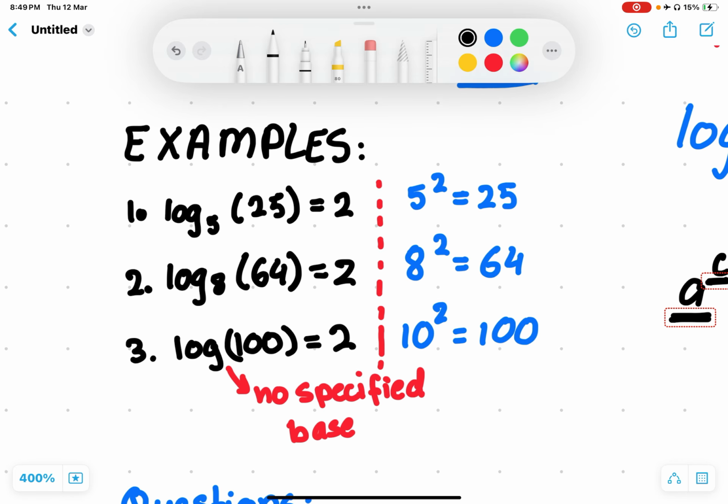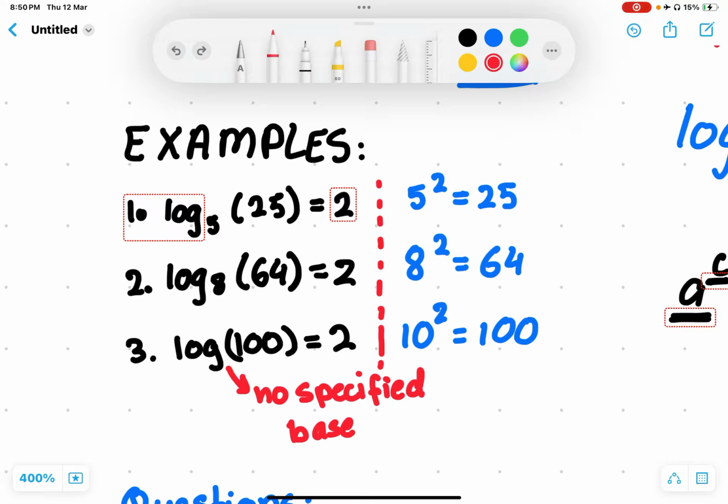So log to the base 5. Let me just point this out. This is the base, this is the exponent. So log to the base 5 of 25 is equal to 2. Why is this? Because when we put our base down here and we put our exponent on it, we get 25. Pretty simple, right? If you're not sure of it yet, don't worry, we've got 2 more examples.